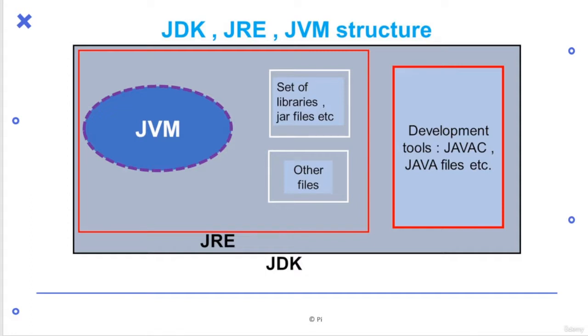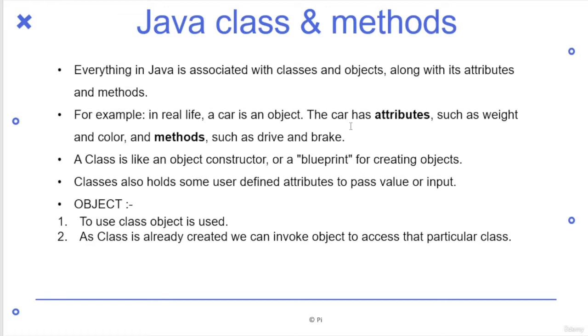So this is our JDK, JRE, JVM structure. Inside JDK we have JRE, and JVM is inside that, and we are considering other files there, like sets of libraries and other files as JRE, and this whole sum we consider as JDK. It's not a very important part, but it is very useful.